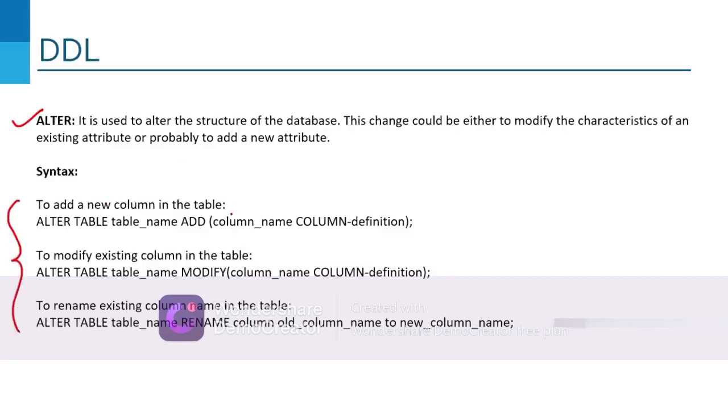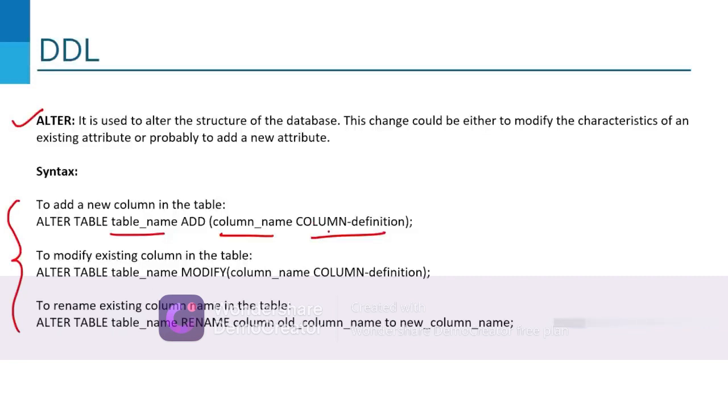To add a new column in the table. Let's say that I have 3 columns, but I want to add one more column. It can happen, right? That you have name, age, and gender. But later on you decided that we should have city also. Then alter table, table name, add column name, and then column definition. This is how you will write a particular syntax or a query to add a new column to your table.